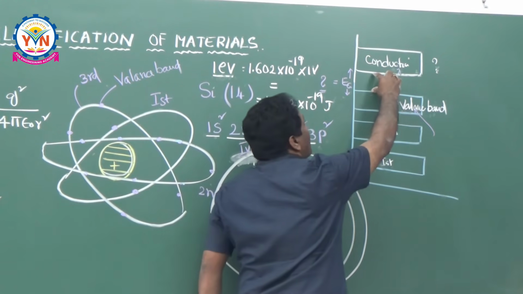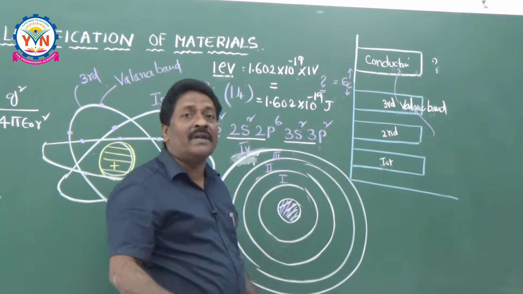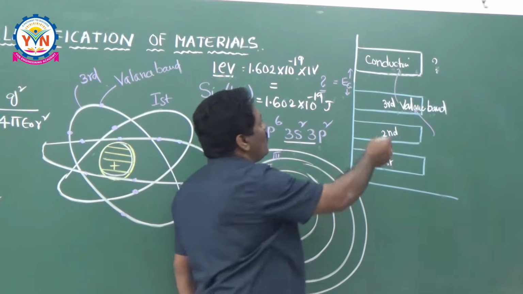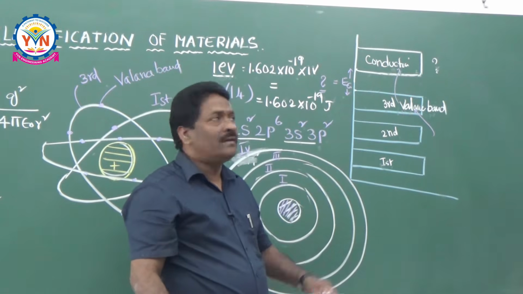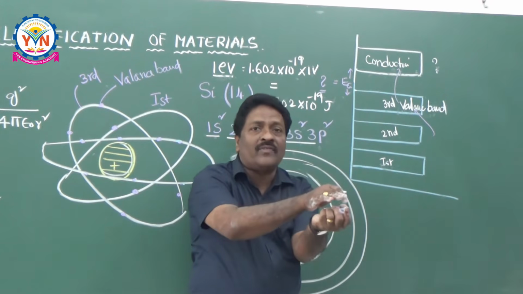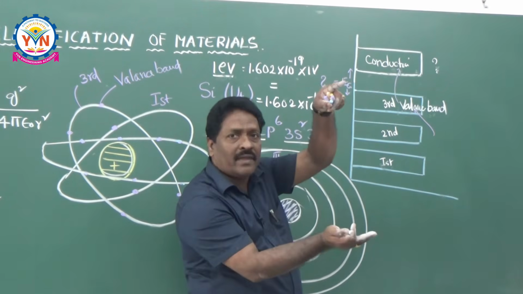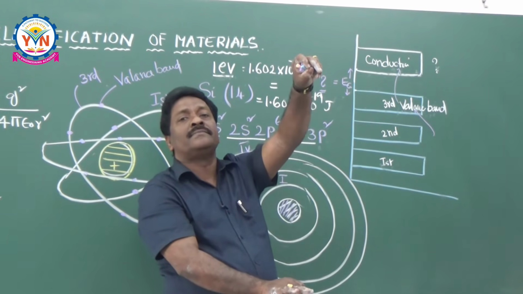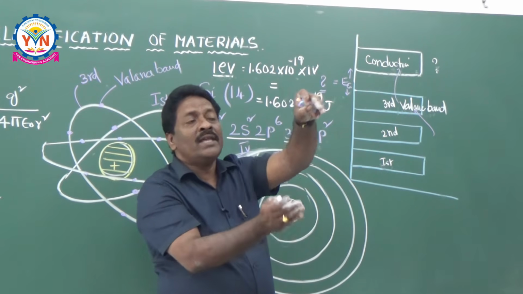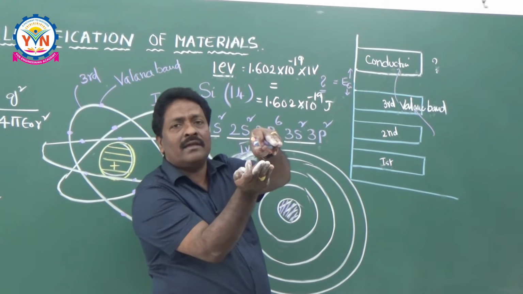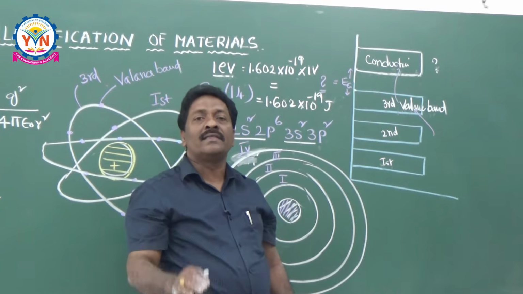So depending upon the magnitude of this forbidden gap energy, I can decide what material it is. Suppose the energy gap does not exist, I can say valency band and conduction band overlap with each other. That is nothing but your conductors. If the energy gap is very large, valency band is here, conduction band is here, and much more energy we have to give, that is called an insulator. And if the gap is approximately equal to 1 electron volt, then that can be treated as your semiconductors.